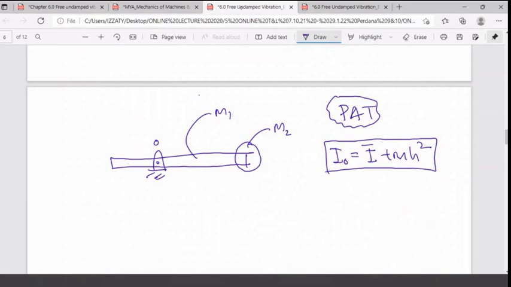Class, have you come across this equation in the mass moment of inertia? Could anyone respond about it?